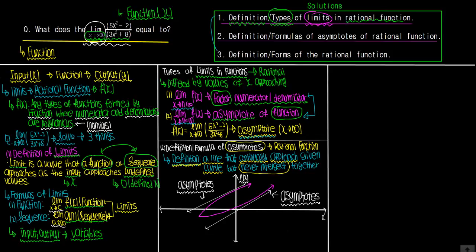And all you have to do is solve our original question. And what was our original question? It is the limit when the x value approaches infinity of f of x. And what is f of x going to be? It will be 5x squared minus 2 over 3x squared plus 8. So if you write it down again, the limit as x approaches infinity of f of x is 5x squared minus 2 over 3x squared plus 8.